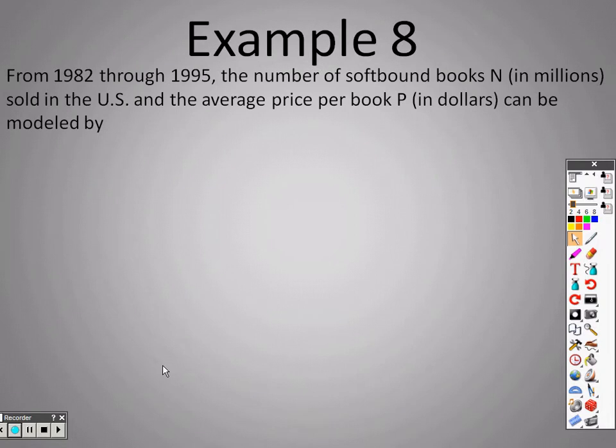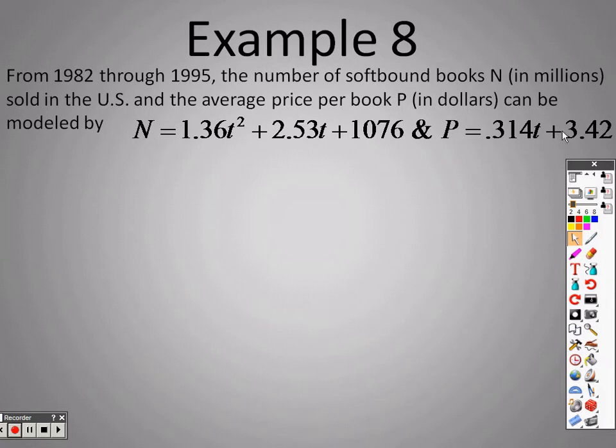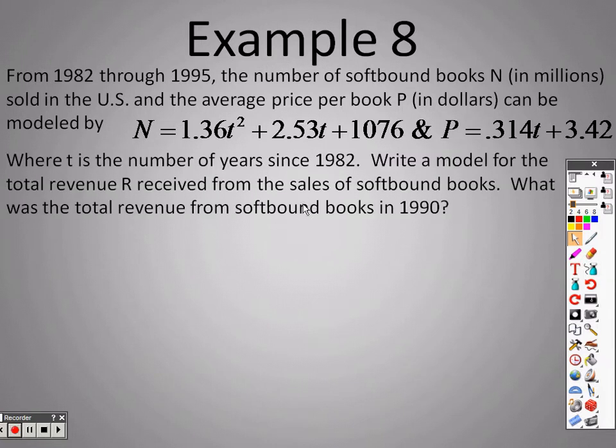Keep that in mind. From 1982 through 1995, the number of softbound books in millions sold in the U.S. and the average price per book in dollars can be modeled by this. So we have N and P. T is the number of years since 1982, so we want you to write a model for the total revenue received for the sales of the softbound books. What was the total revenue from softbound books in 1990?